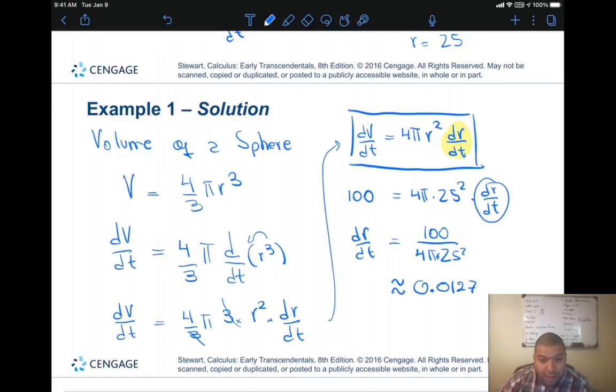And that's the radius. So radius is a length, right? So that's centimeters per second. So that's how fast the radius is increasing at that time. So again, my estimate is that at that moment, in 1 second, I can expect that the radius is going to increase by roughly that amount of centimeters, right? 0.127 centimeters. So that's all we're doing. That's all related rates is about.